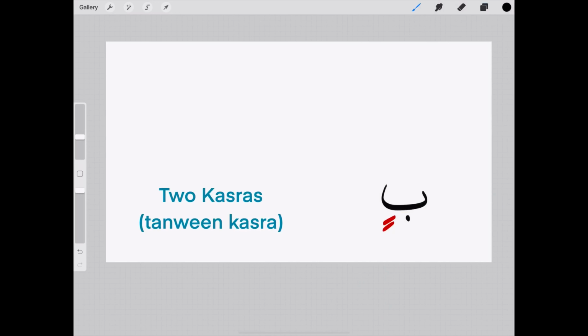The first short vowel, kasra, stays as is. The second one is converted to an n. This is why it's called tanween. So the pronunciation for this ba letter now with the tanween kasra or two kasras is bin, bin. Let's practice this.